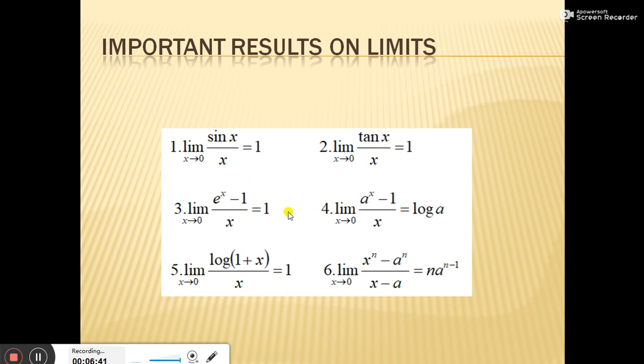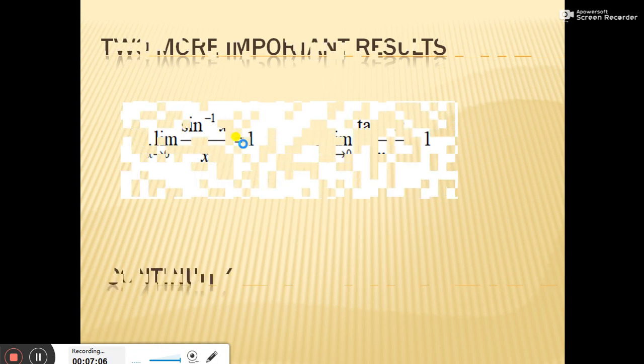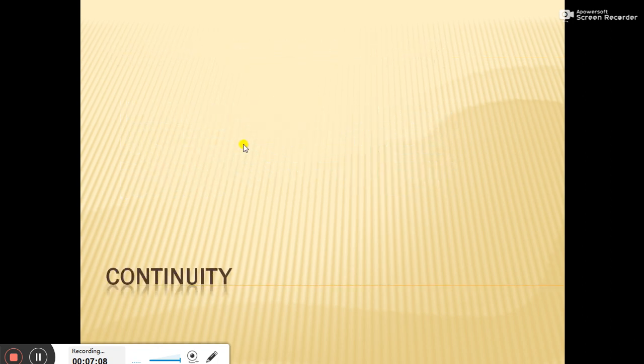And now we have two more important results. The first is limit x tends to 0, sin inverse x upon x is equal to 1. And limit x tends to 0, tan inverse x upon x is equal to 1. And we can prove it very easily by substituting sin inverse x is equal to theta and changing this, you will get the result.